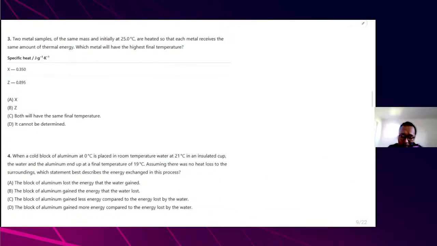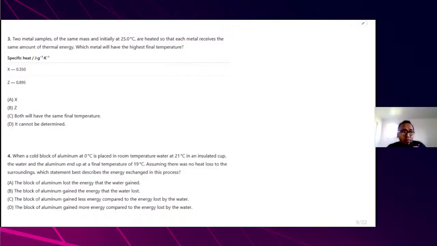Two metal samples of the same mass, initially at 25 degrees Celsius, are heated so that each metal receives the same amount of thermal energy. Which metal will have the highest final temperature? This question is telling about the specific heat.